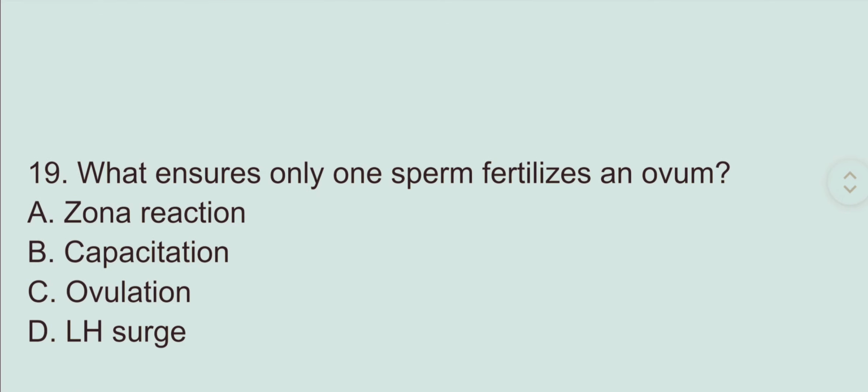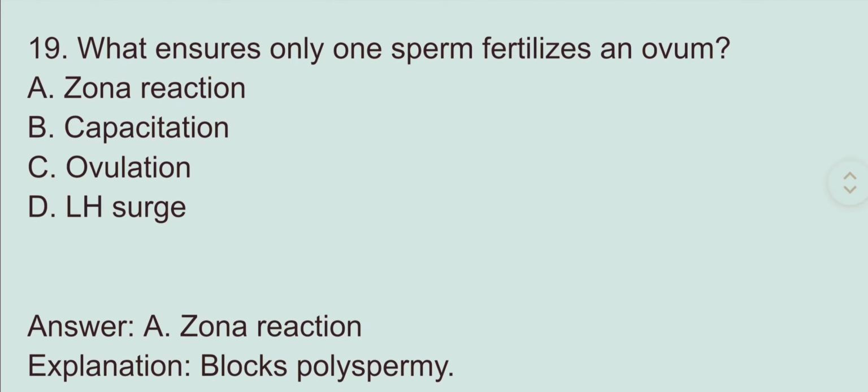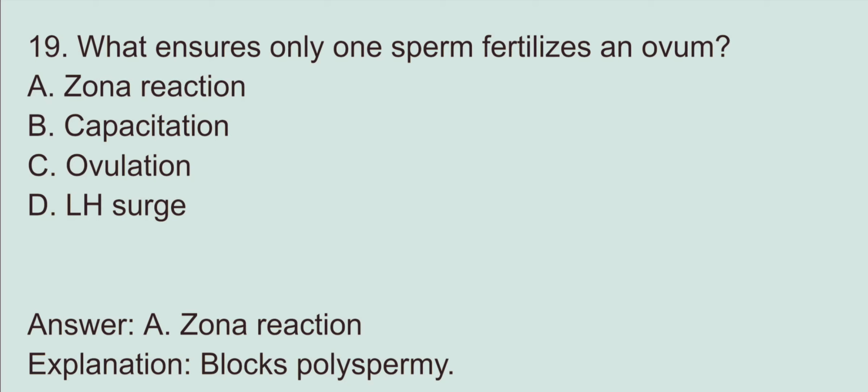Question number 19. What ensures only one sperm fertilizes an ovum? The correct option is option A, zona reaction. Zona reaction blocks polyspermy, to prevent more than one sperm from entering the ovum.